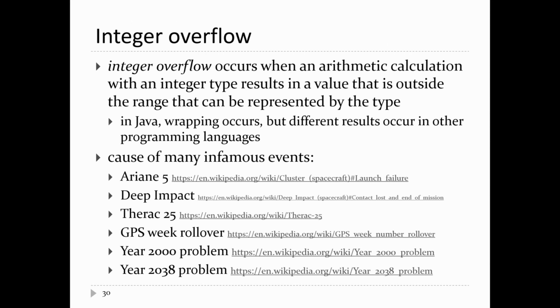Okay, so this phenomenon is called integer overflow. It actually has a name. Can I click them? The links? You can click them in your own time. I'm not going to go through all of them right now. So integer overflow occurs when an arithmetic calculation with an integer type results in a value that is outside the range it can represent.